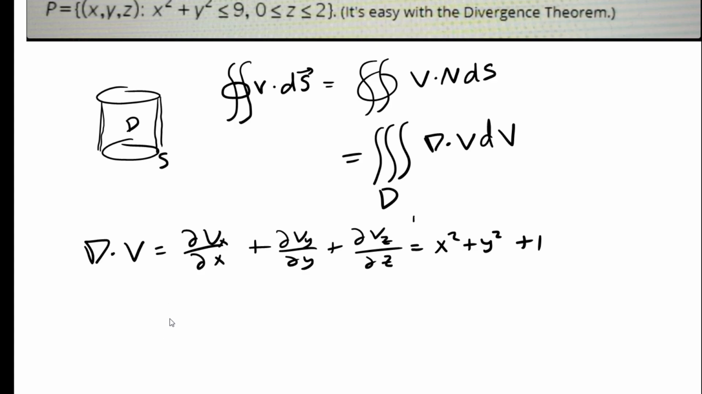This looks like it would be a lot easier in cylindrical coordinates, so that's what I'm going to do. When I integrate over this region, we do one at a time. We have the radius going from 0 to 3. Theta goes all the way around, 0 to 2 pi. And then z is between 0 and 2.